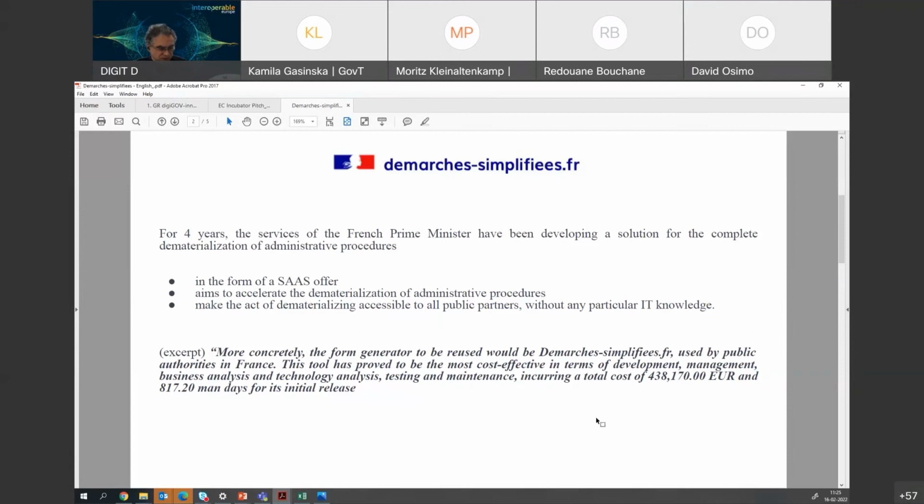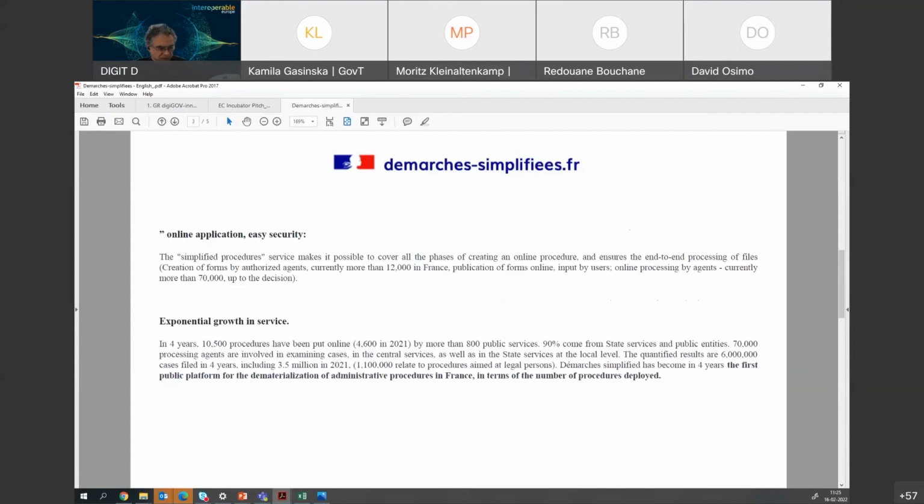It's a web app, just like Google Forms. And as it's like Google Forms, it's easy to use, and it's very easy for the administrations to adopt. It's compliant with the GDPR and all the security requirements of our public administration. So as I said, it's an online application with easy security.